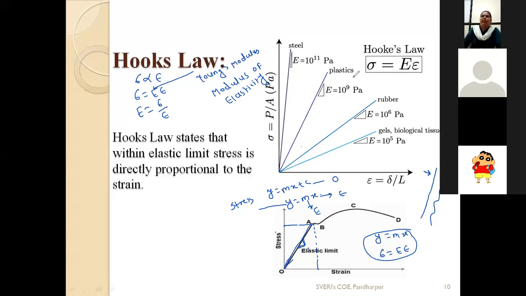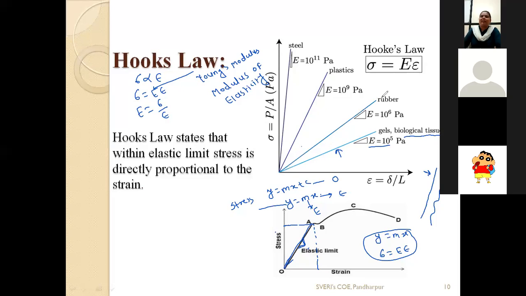Now this graph shows different values of Young's modulus for different materials. In this graph, stress is on the y-axis and strain is on the x-axis. This first line indicates the value of the modulus of elasticity for biological tissues.